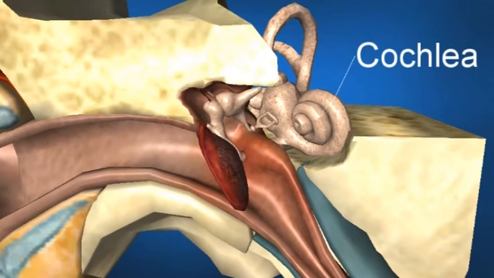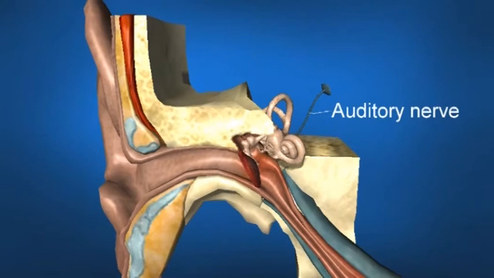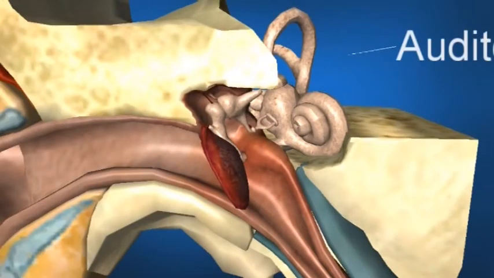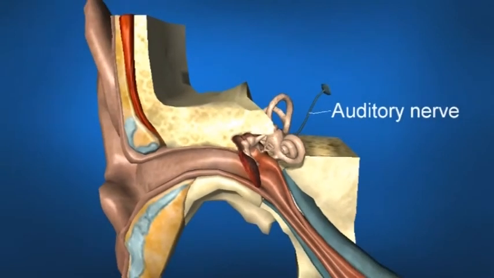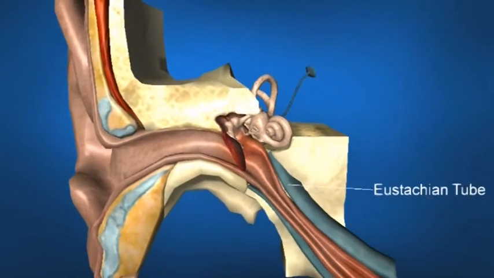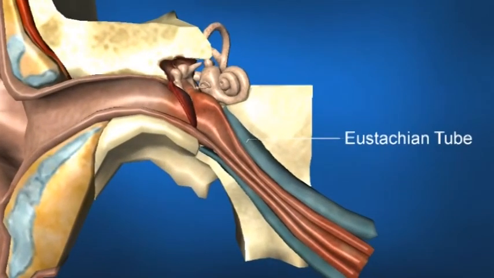The cochlea. This is the hearing part of the inner ear. The cochlea is spiral-shaped, similar to the shape of a snail. The cochlea is set in motion by the stirrup or stapes in the middle ear. The auditory nerve. This is the sensory nerve that transfers auditory information from the cochlea.